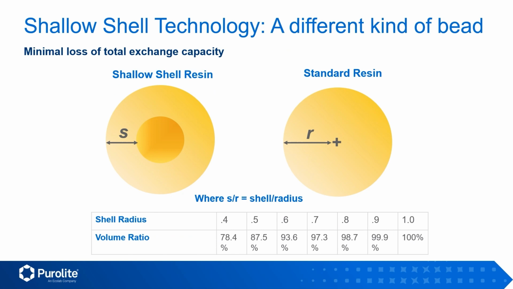Expectation would be that the loss of the functional groups in the core would result in a significant loss of exchange capacity. While there is a reduction of total exchange capacity, a bead with only 60% of the radius functionalized results in a reduction of only 6.4% of the total capacity due to the volume calculation for a sphere. The following short video will explain why a loss of core functional groups actually results in an increase in performance.